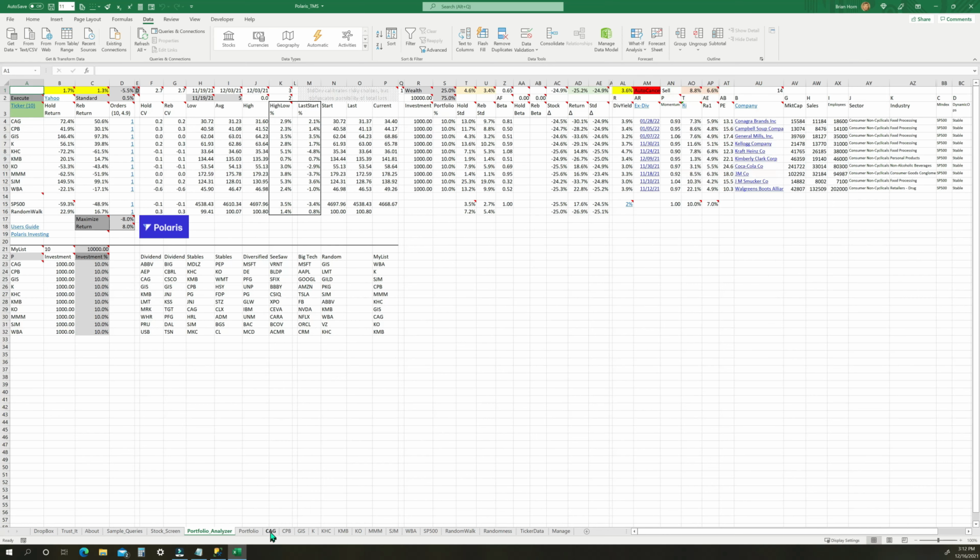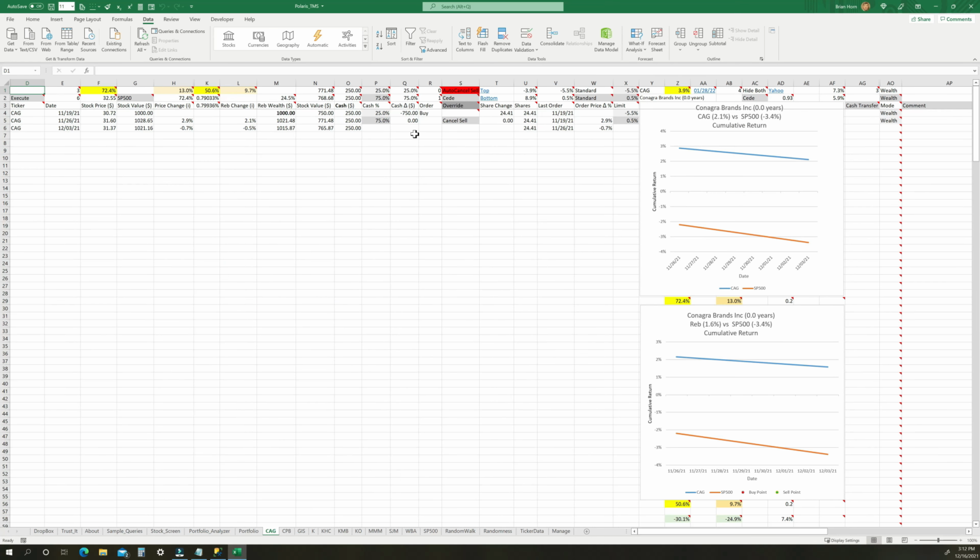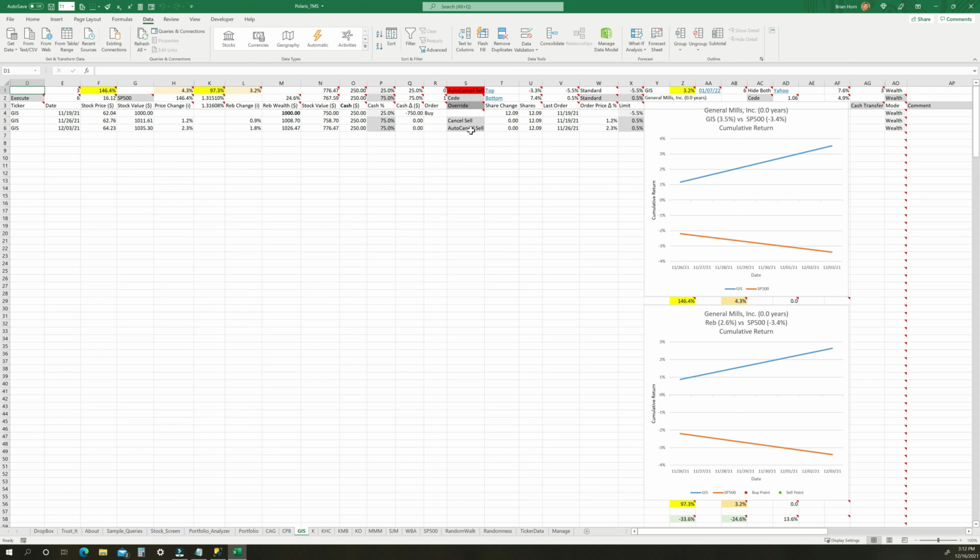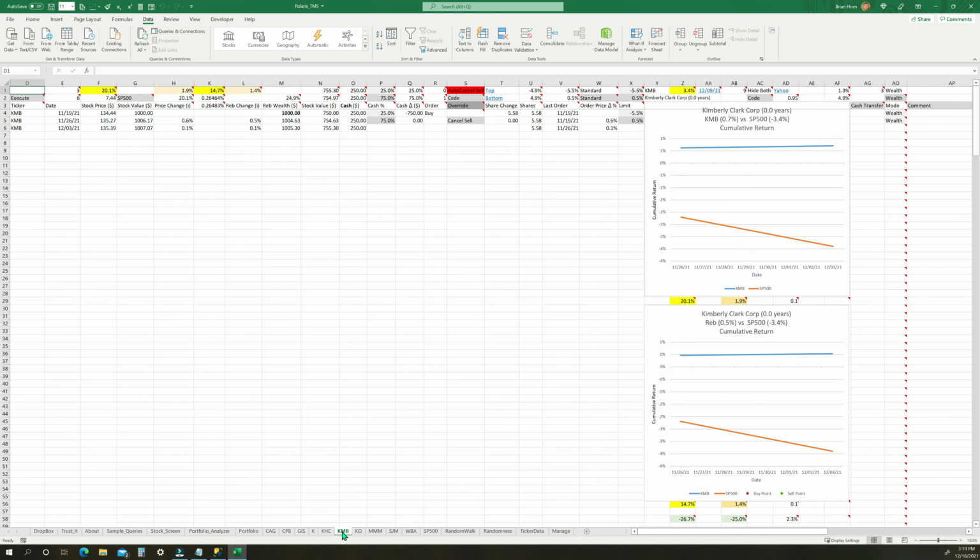So if we go look at individual tickers, now this ticker we don't see any orders being suggested, but here for GIS we did have a sell, and you can see that we auto canceled it. Also auto cancel the sell for Kimberly-Clark, and then for this stock as well.